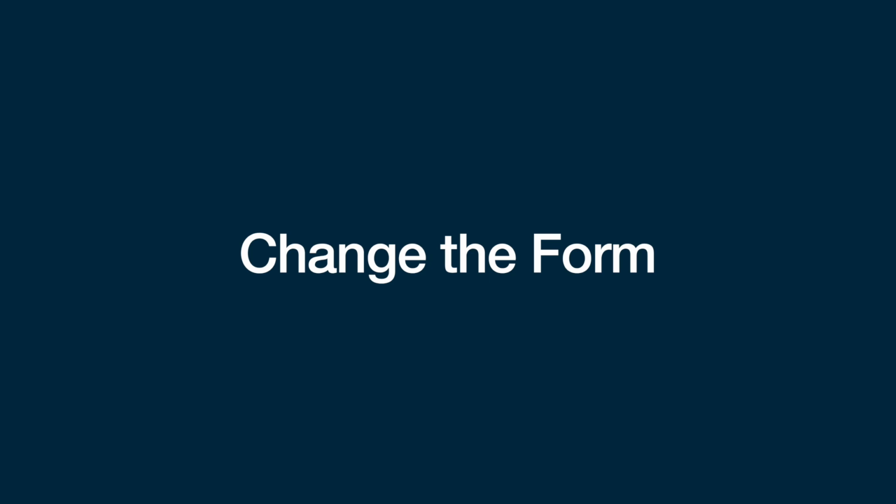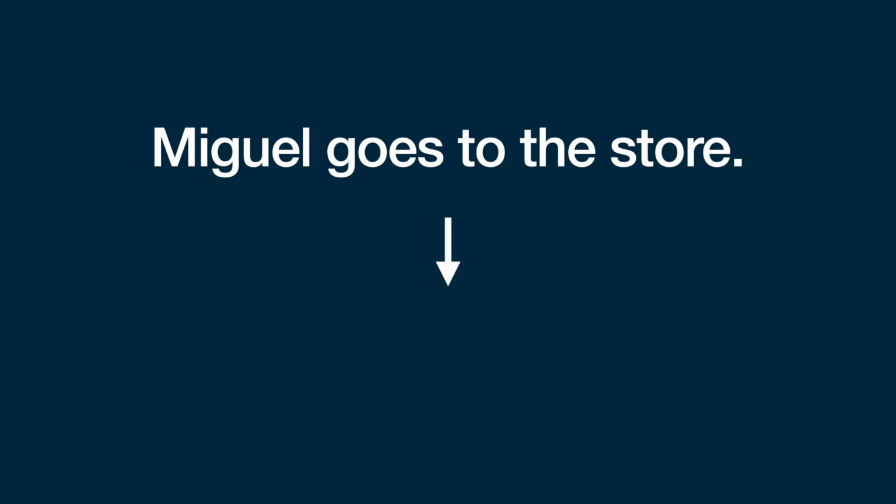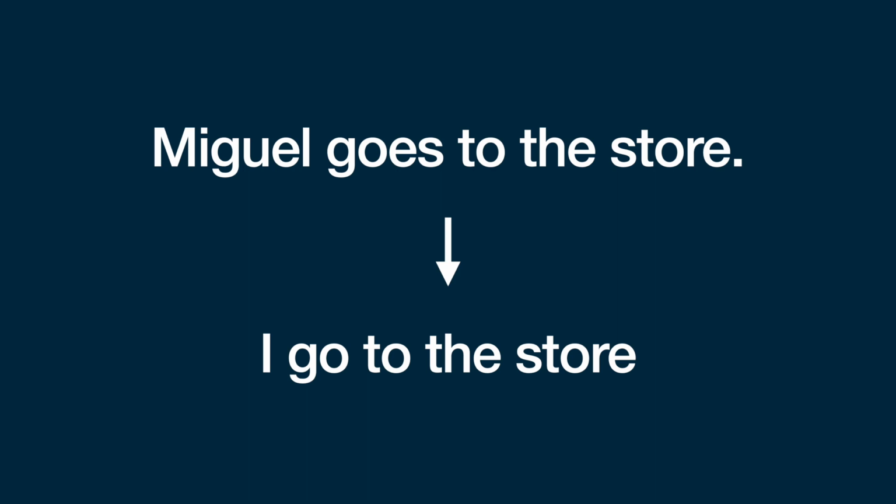The last kind of activity we can make is change the form. We want to change the form from, let's say, the third person singular to the first person singular, or from the second person to the third person plural, something like that. As an example, Miguel goes to the store. So the learner sees Miguel goes to the store, and the learner changes that into I go to the store. This is not a very difficult activity for learners, but it does provide more comprehensible reps on a different form that they had not seen previously.